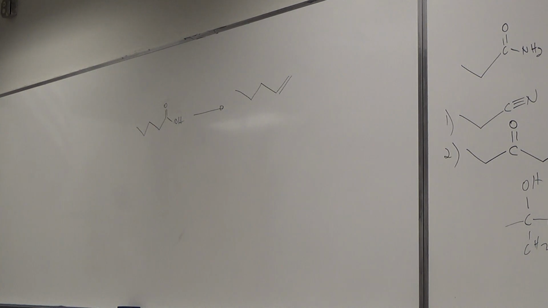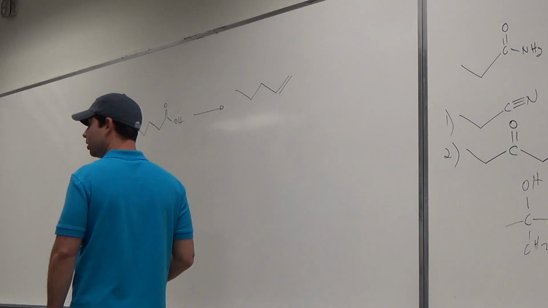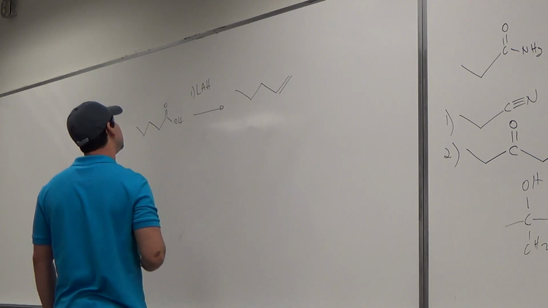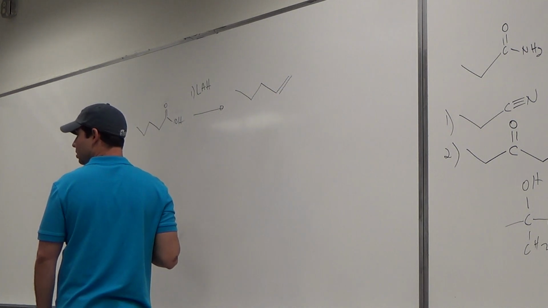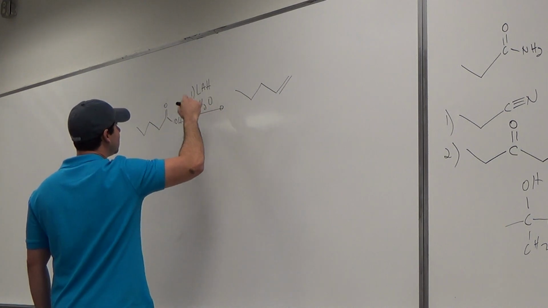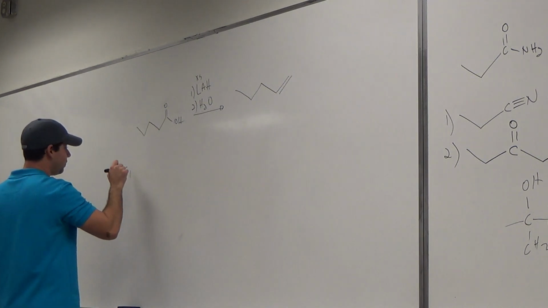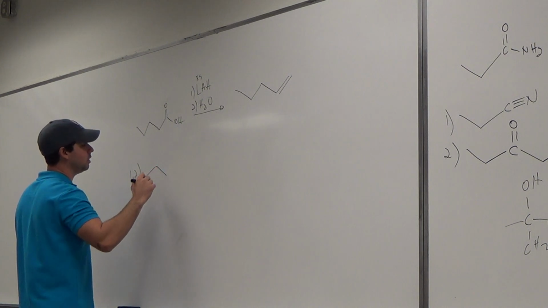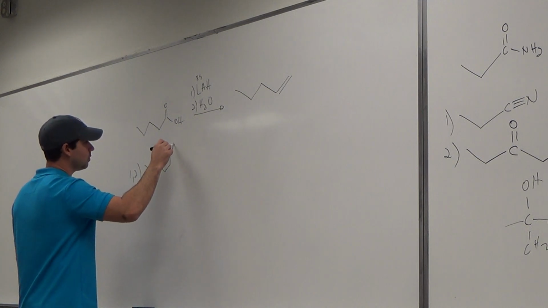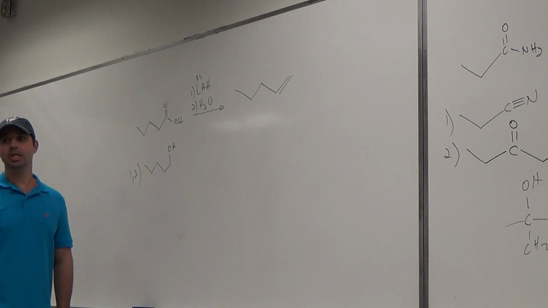So you gotta reduce a carboxylic acid to an alcohol. How do you do it? LAH, excess or whatever. And then water. This first and second part will give me that. Now I need to make this a better leaving group.